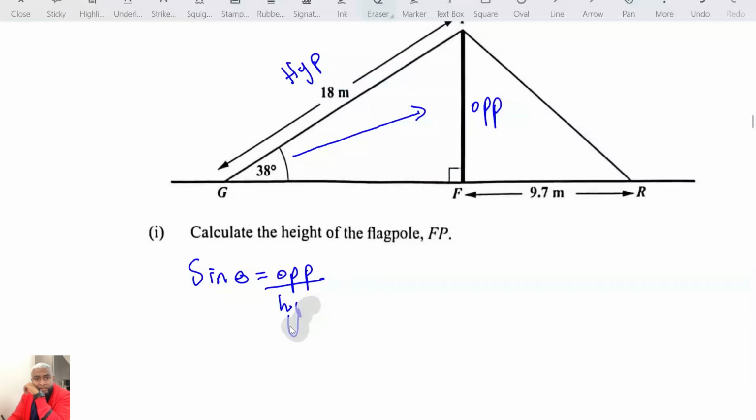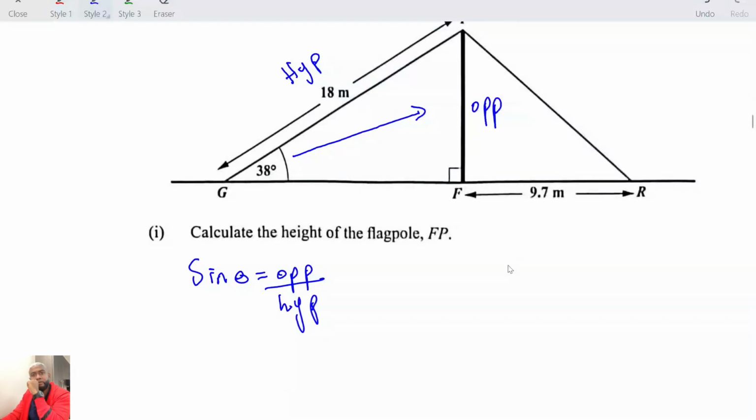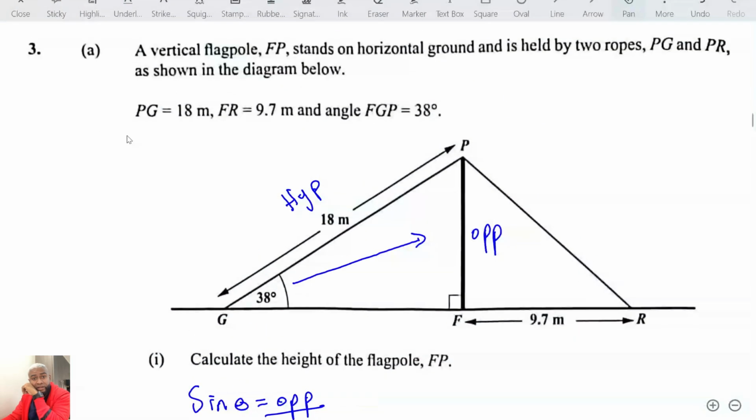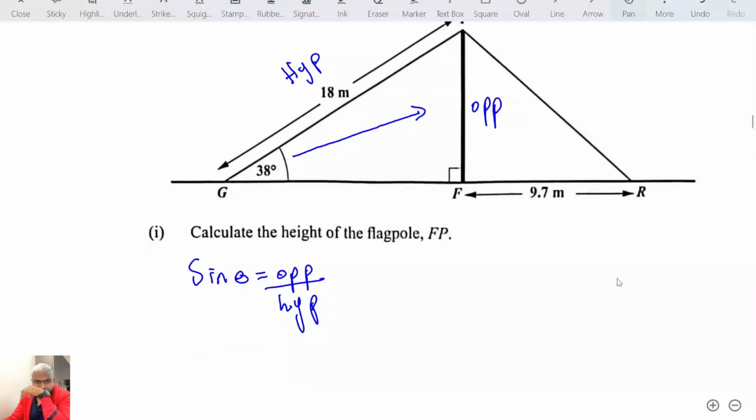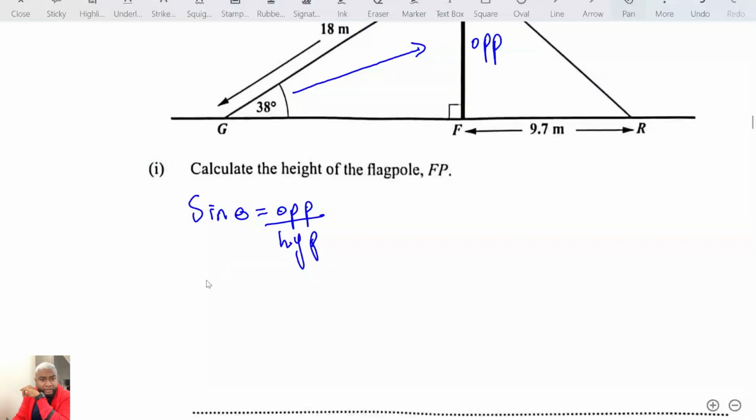So come on, let's look. The height of the flagpole, FP. So you're trying to find FP. I'll give you all 1 minute to try. Sine of theta, theta being the angle. What's the angle here, my children?